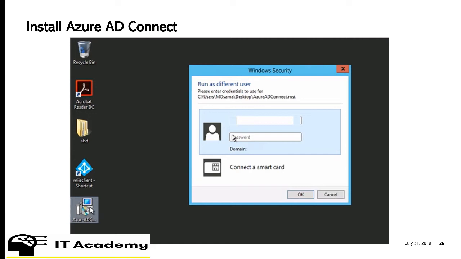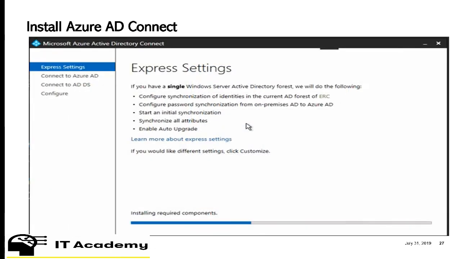Now, when we've downloaded the Azure AD Connect installer, what we get is the Azure AD Connect installation file. It's just an MSI, but it's vitally important that you run it as an administrator user. So you right-click it, select Run as Different User, and put in your administrative credentials. Once we've launched the Azure AD Connect installation wizard, we're going to see the following wizard. Let's go through each of the steps.